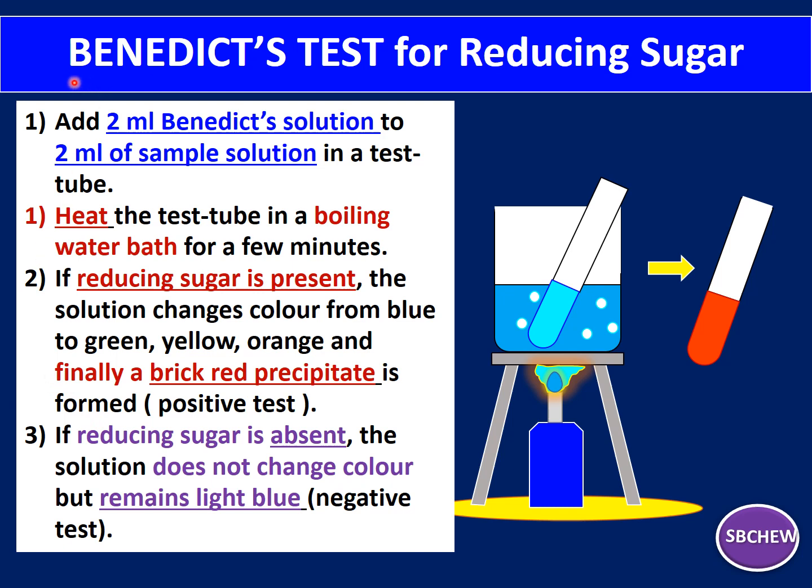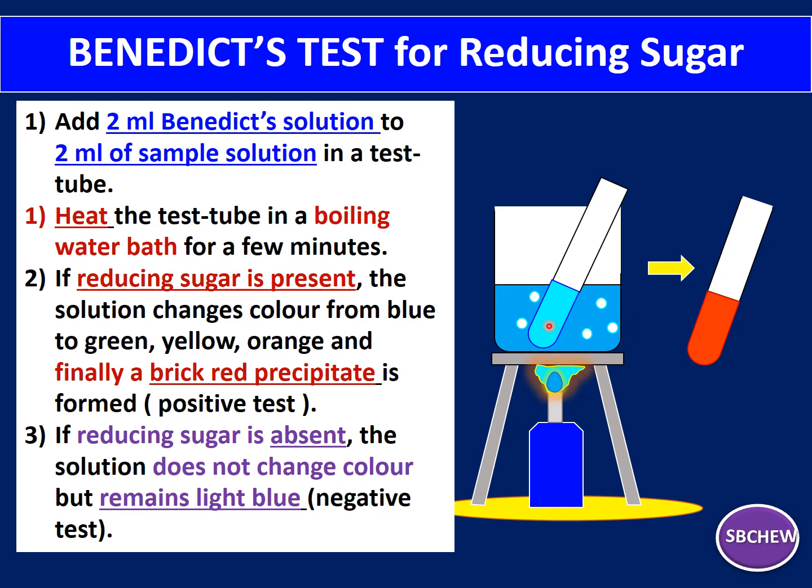Let's look at the test called the Benedict's test for reducing sugars. What are the steps or procedure involved? Firstly, add 2 ml Benedict's solution to 2 ml of the sample solution that we are testing in a test tube. Okay. Next, heat the test tube in a boiling water bath for a few minutes.